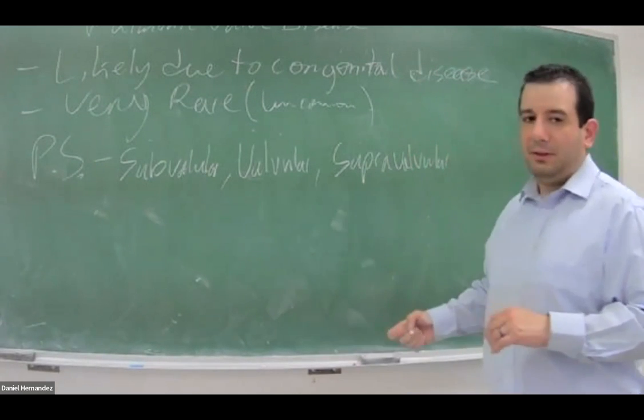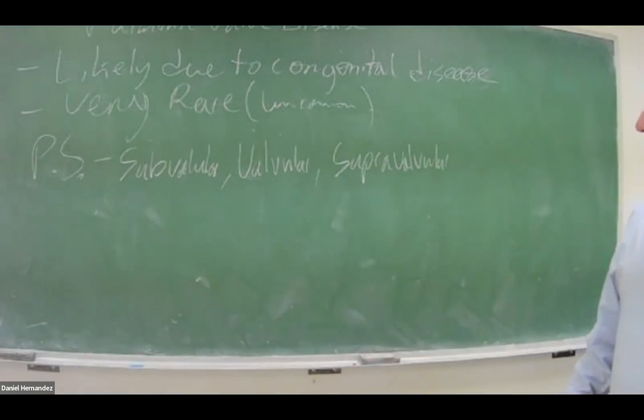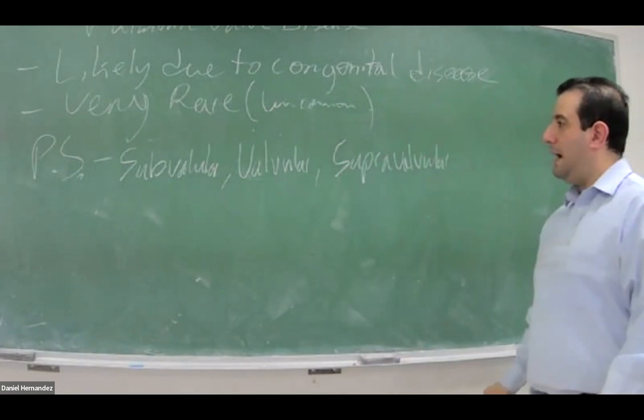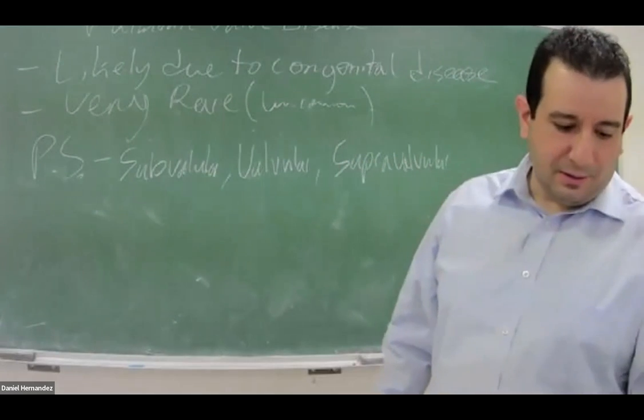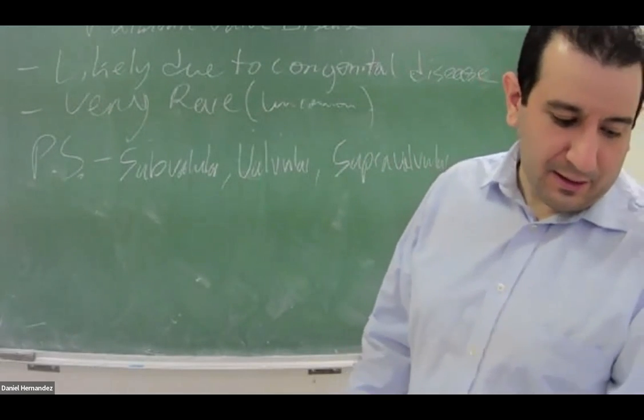Or is it a supravalvular stenosis? So are we talking something going on in that pulmonary artery? So those are the three criteria that we look at when we're talking about pulmonic stenosis. So we want to classify the location of that stenotic lesion.